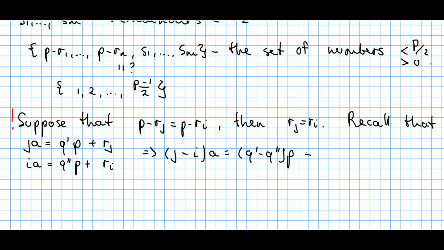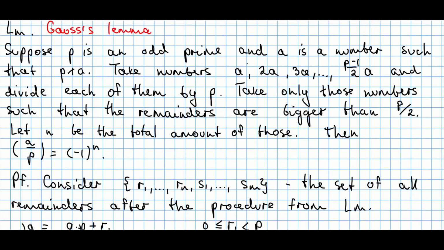So this equation implies that p divides j minus i times a. However, we do know that p does not divide a, and p is prime. So therefore, we immediately get that p divides j minus i. So it means that j minus i is congruent to 0 modulo p, or j is congruent to i modulo p. However, we know that j and i are numbers between 1 and p minus 1 over 2.